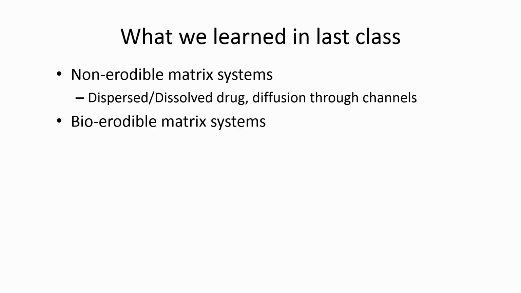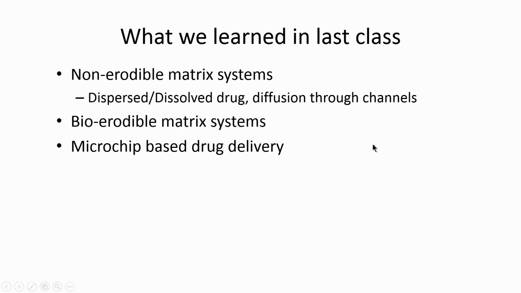Then we talked about the bioerodible matrix systems. These are very similar to non-erodible matrix systems. These are systems which have encapsulated the drug into their volume, but in this case they are bioerodible. That means that when they are put in some sort of biologically relevant media, they can erode. They can either degrade by surface or bulk erosion, something that we have again discussed in the past.